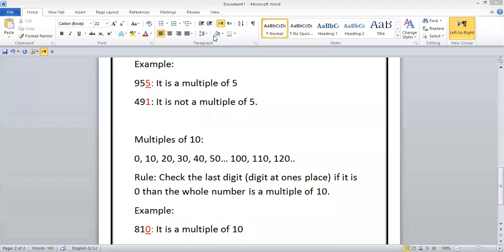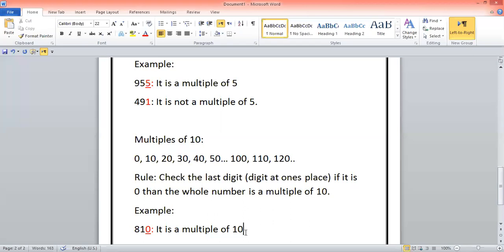Okay. I ask you, is 335 a multiple of 10 or not? No, sir. No. Why? Because in 335, the last digit is 5, and for a multiple of 10, the last digit should be 0. So that is not a multiple.